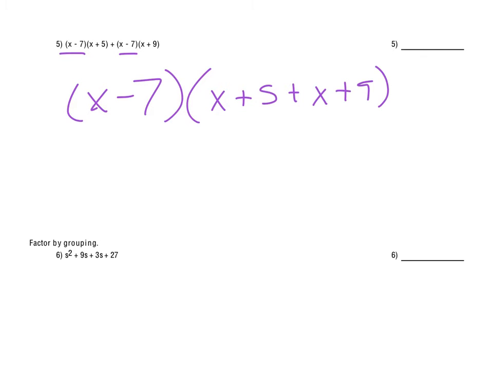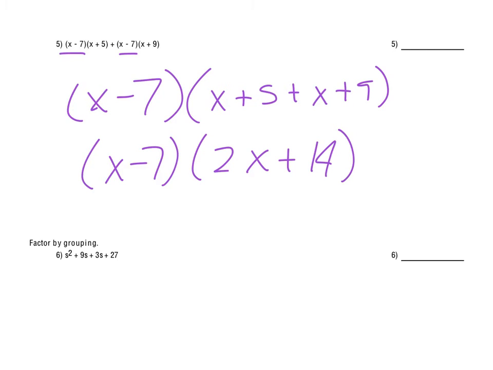Number 5 is very similar to number 4, and this time the common factor we have is x minus 7, so we factor that x minus 7 out, and we are left with an x plus 5 and an x plus 9, so it looks a little different here. I'm going to leave the parentheses off of the x plus 5 and x plus 9 since we do have some like terms that we can combine there. And so we end up with x minus 7 times 2x plus 14. So an interesting little question there.